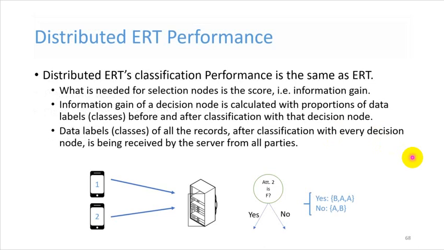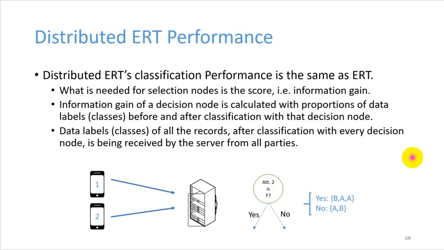So, distributed ERT's classification performance would be the same as the ERT algorithm. The reason for that is what we need to select the decision node is information gain. And when we have the data labels after classification with decision labels from all the data records, then we can calculate the information gain. And we can select the decision node with the highest information gain.